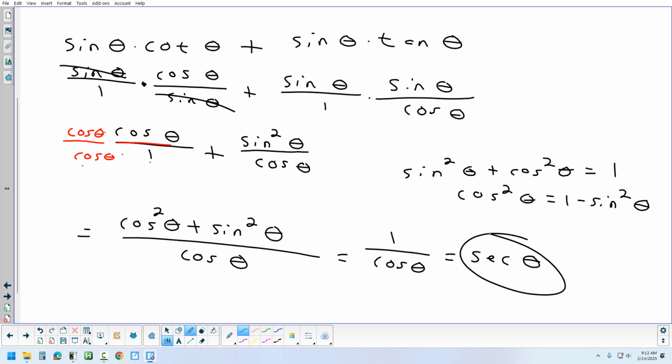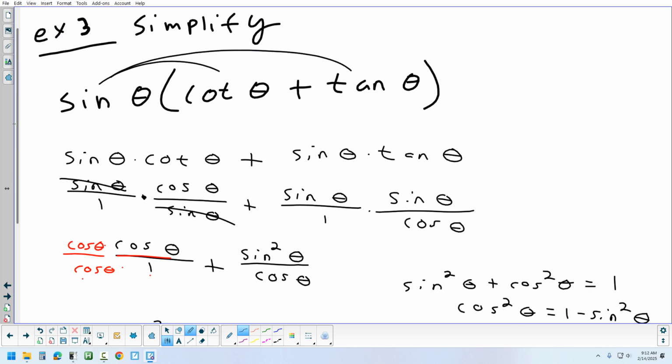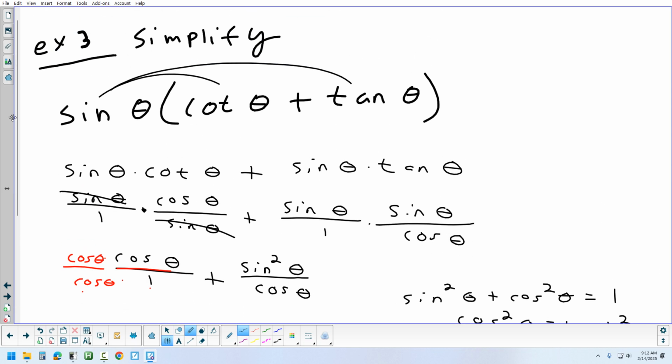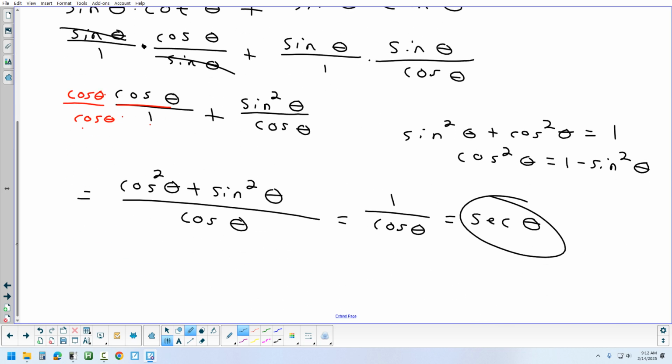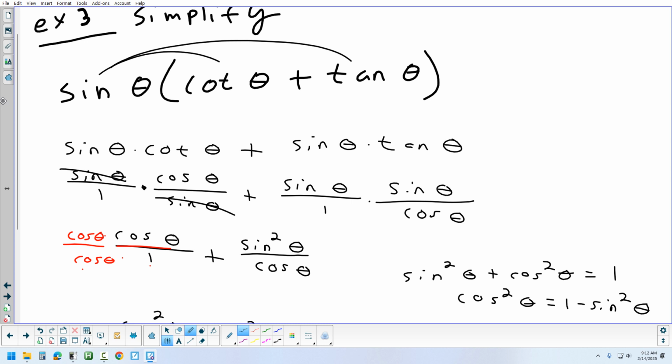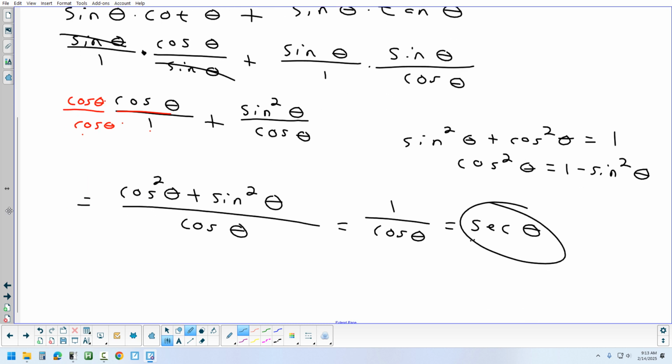Okay, so we started out with something relatively complex. We had a distributive property with 3 different trig functions. And when we simplified that whole thing, it turned into just secant. So secant is a much simpler thing to work with than all that stuff that we started out with. And it's exactly the same thing, it's just a simpler version.